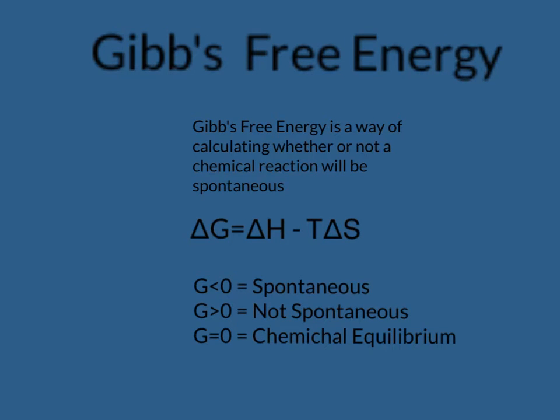Now we're going to be talking about Gibbs free energy. This is a way of calculating whether or not a chemical reaction will be spontaneous. You use the equation delta G equals delta H minus T times delta S. If G ends up being less than 0, it'll be spontaneous. If it ends up being more than 0, it won't be spontaneous. And if it equals 0, then it's reversible, or the reaction is at chemical equilibrium.